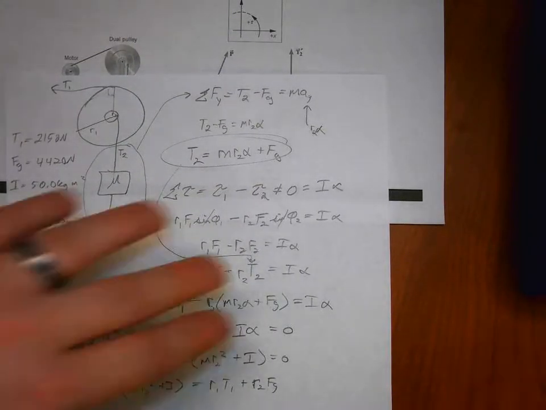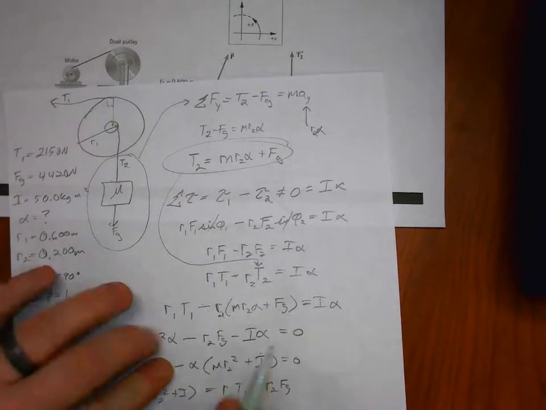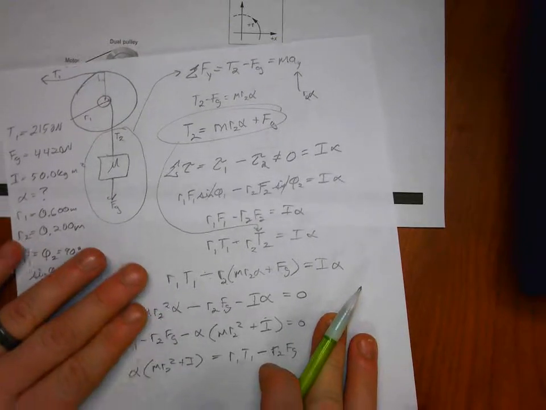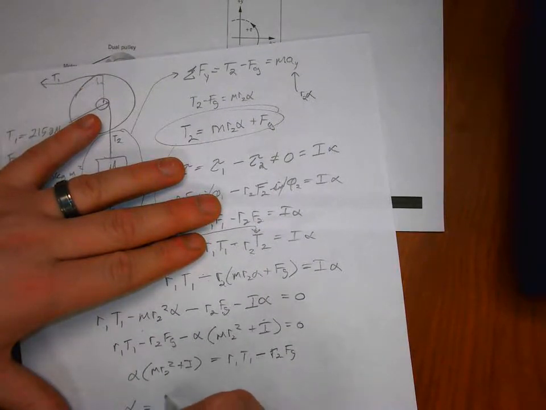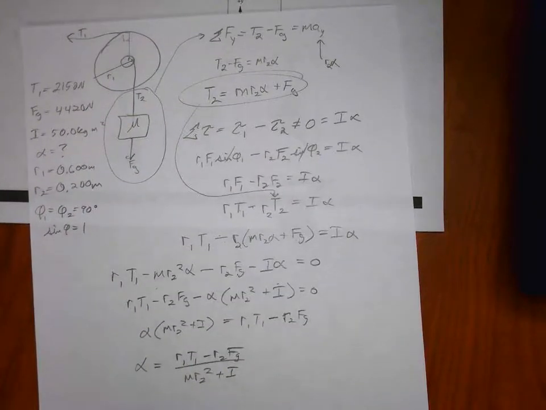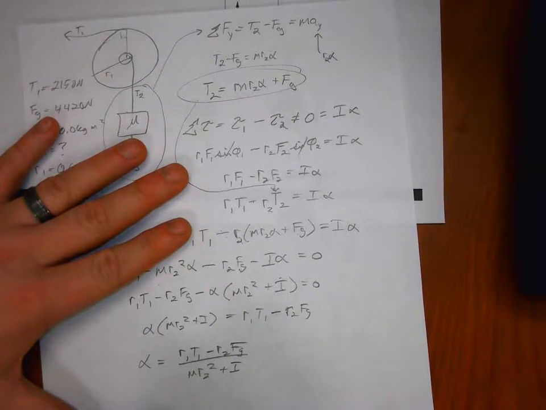No, it wouldn't. Excuse me. This would be minus, because all I did was move this term over to the other side. These terms stay the same. So then alpha, we can say, is just equal to R1 T1 minus R2 FG all over mR2 squared plus I. And we have our answer. It's just a matter of plugging in numbers now.